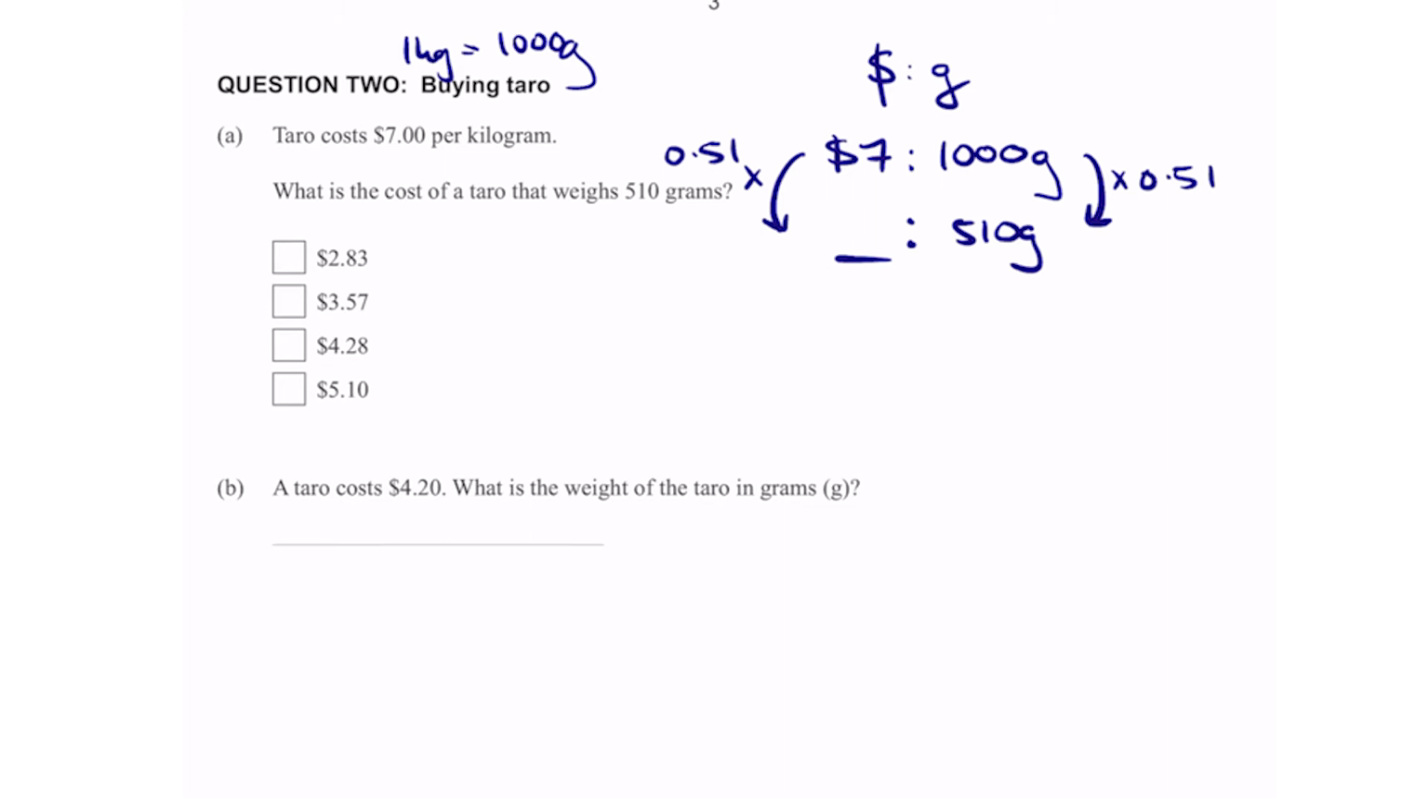And what's 7 times 0.51? It's 3.57. So that means that 510 grams of taro costs $3.57. And that is our second option here. So I'll give that a tick.